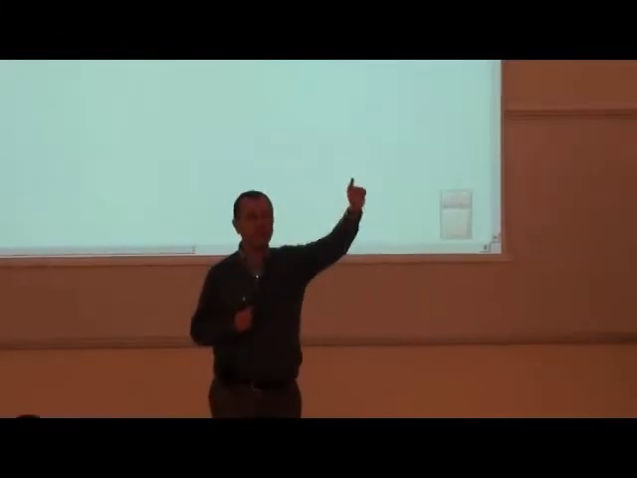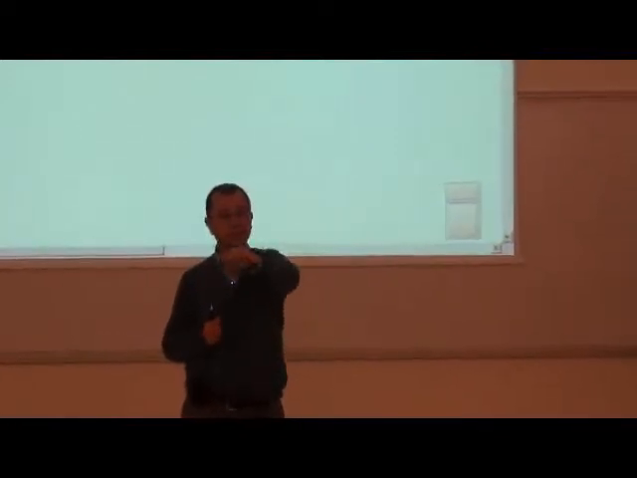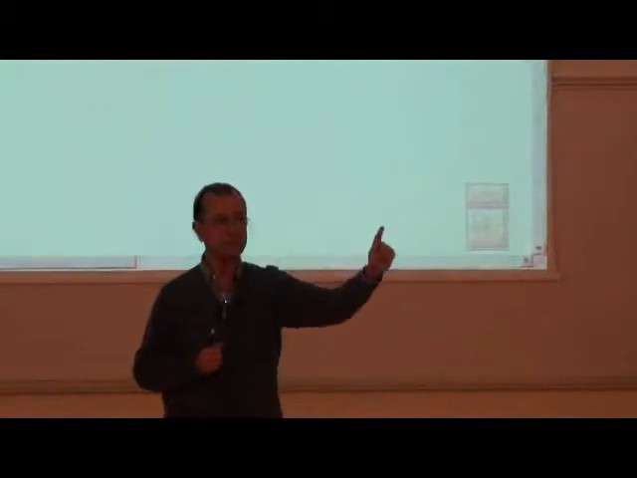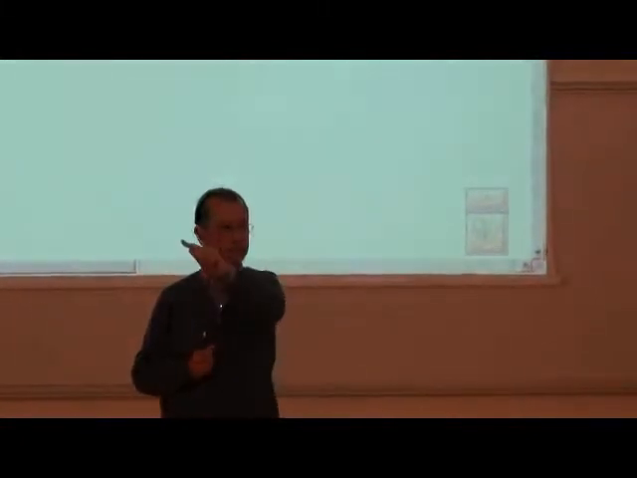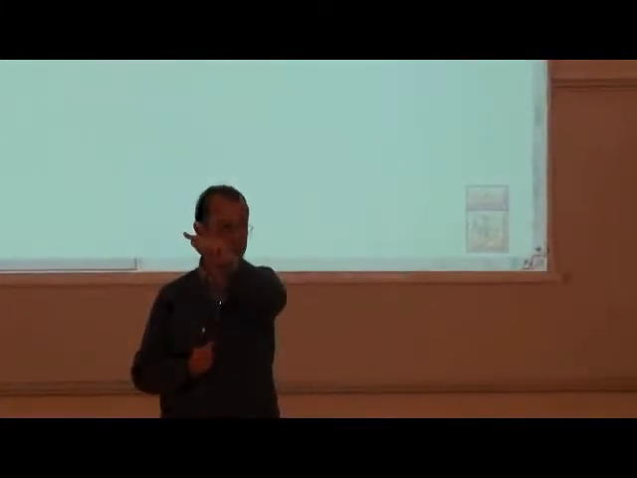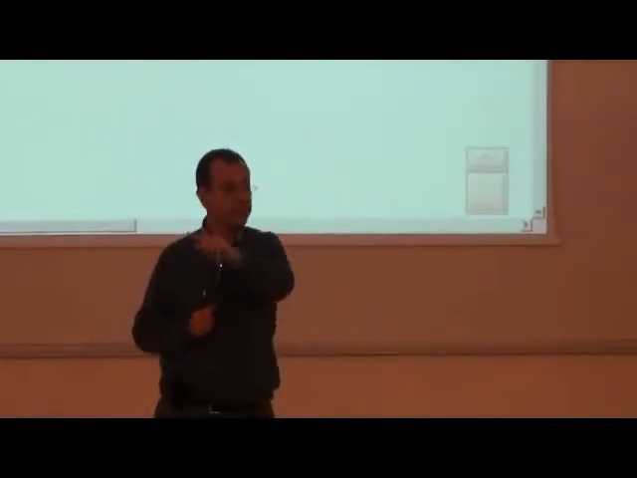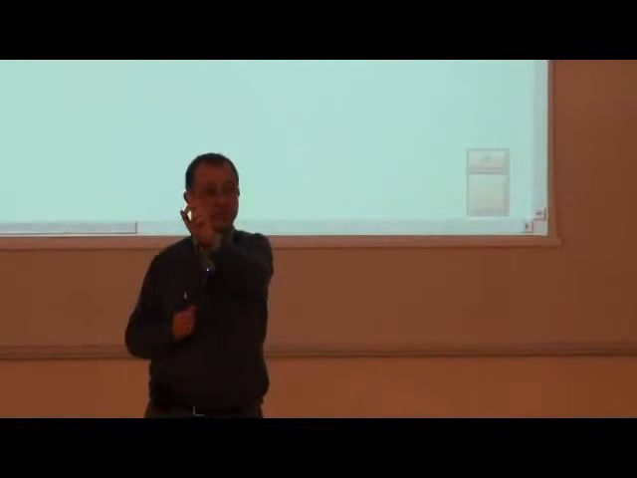Now we will consider uniform circular motion. Uniform circular motion means my particle moves along this circle at constant speed. So this is uniform circular motion. This is not uniform circular motion.